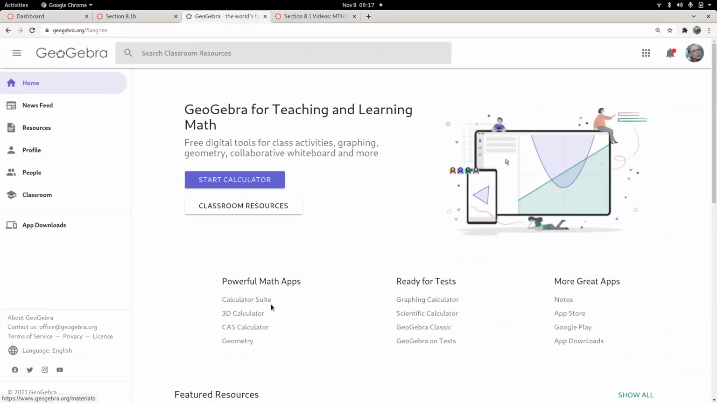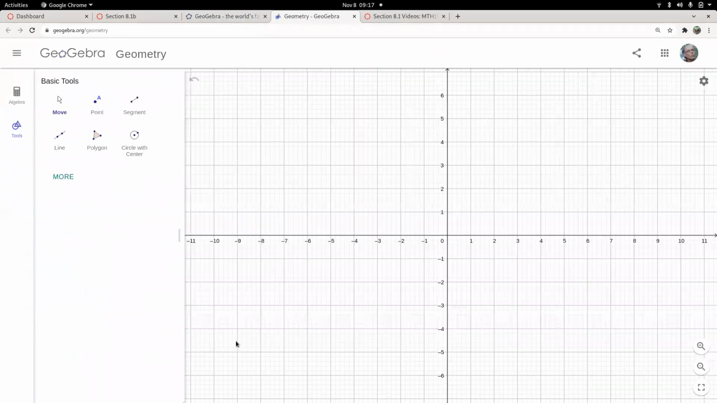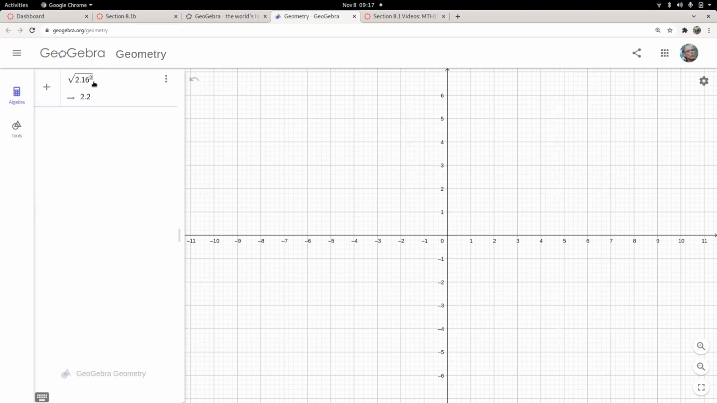There's the graphing calculator and the geometry one. They both do the same things, but the buttons are a little bit different. I like the geometry one lately. And I'll use these tools in a minute. For now, I'm just going to go to algebra, which is basically the graphing calculator. And so I want that square root of 2.16 squared plus 3.44 squared.